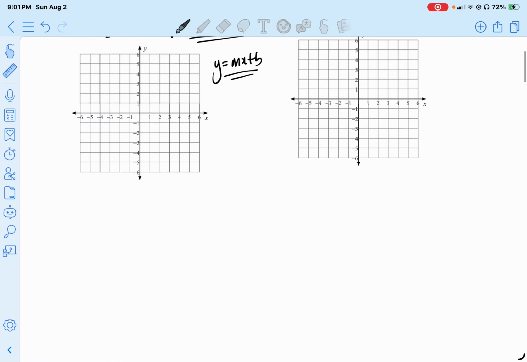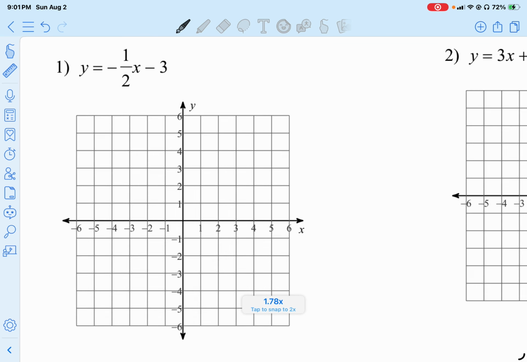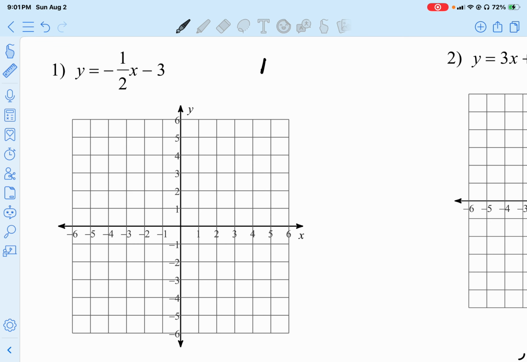So let's begin. Now to sketch the graph of a line in slope-intercept form, we're going to simply be using two things. And we spoke about these two things in our last video, right? We're going to be using the slope, m, and the y-intercept, b. That's it. Those two things.